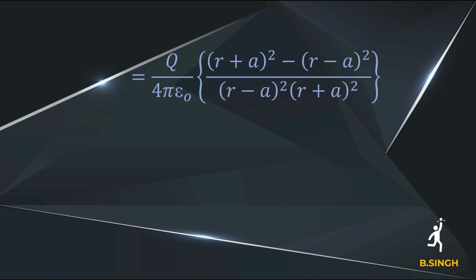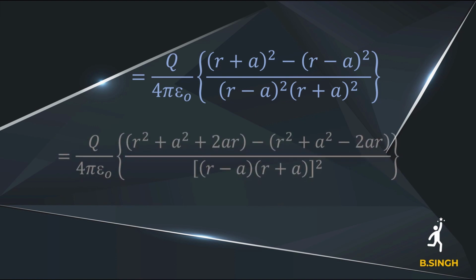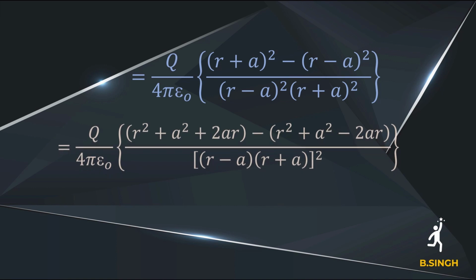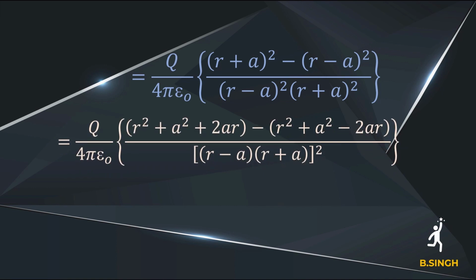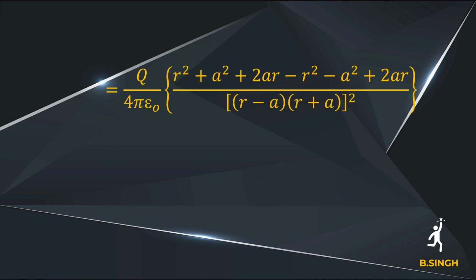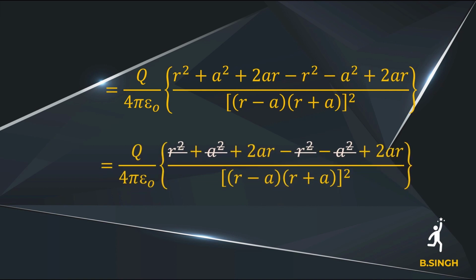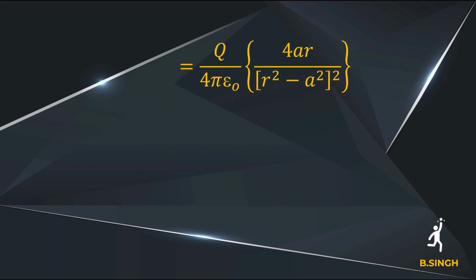Expansion of r plus a whole square gives r square plus a square plus 2ar, and the expansion of r minus a whole square gives r square plus a square minus 2ar. Sign changes once we open the bracket. Now we can cancel the negative terms with the positive ones. Adding 2ar and 2ar, we get 4ar in the numerator. And the denominator becomes r square minus a square whole squared.